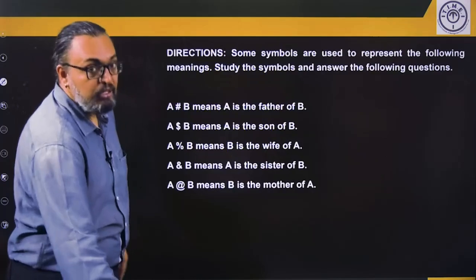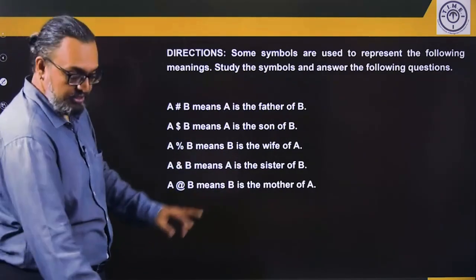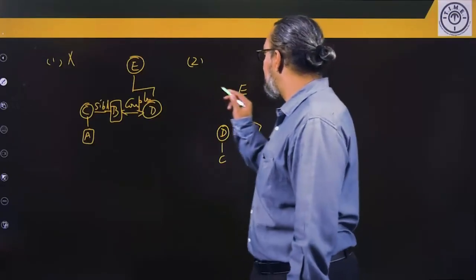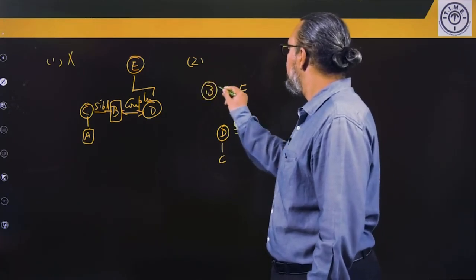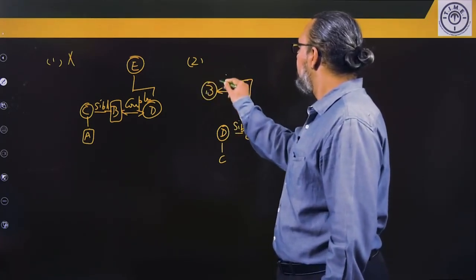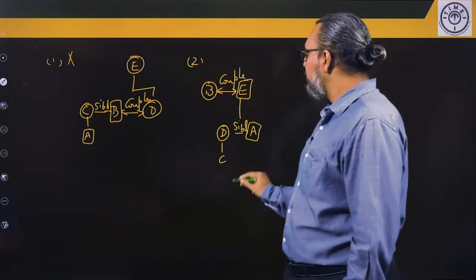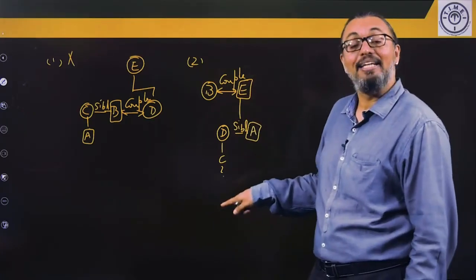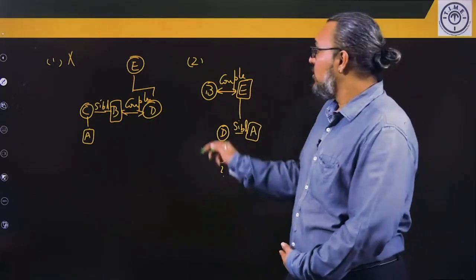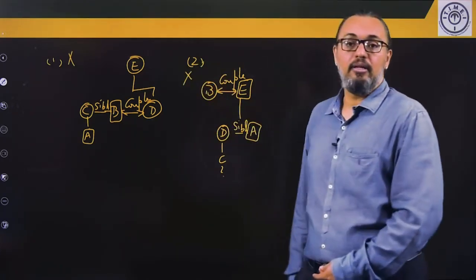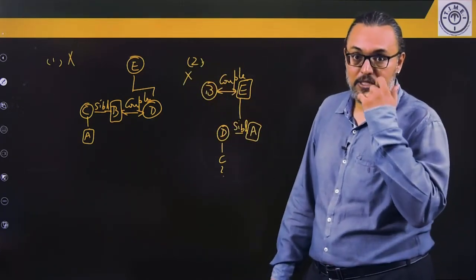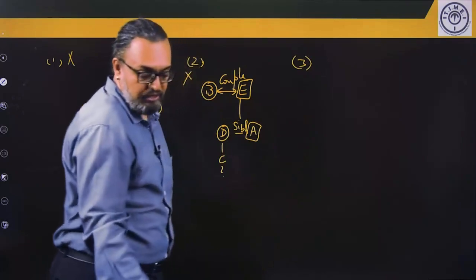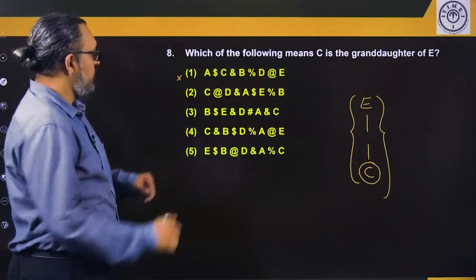Then E percentage B. What does percentage mean? Wife in the reverse. Means B is the wife of E. Now here when he says B is the wife of E, so I am getting E as a male. Now everything is okay, but unfortunately I do not know the gender of C. It could be a granddaughter, it can also be a grandson. So I again cannot use this particular option. Are you understanding the point here? Right. So now we take the next option that we have. So this also is ruled out.